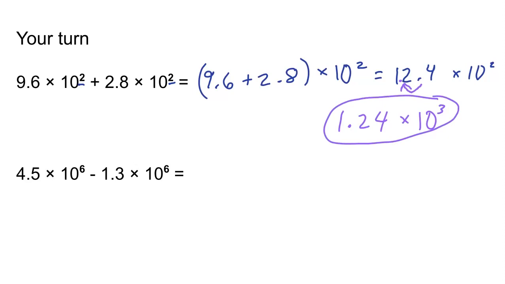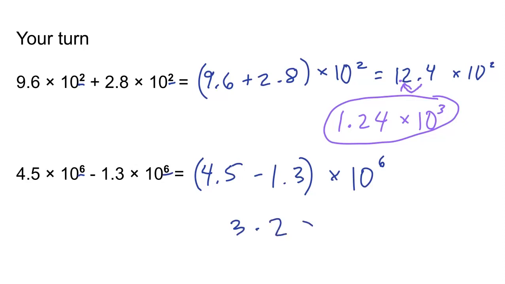Next you have 4.5 times 10 to the 6th power minus 1.3 times 10 to the 6th power. In this case, both numbers have the same exponent of 6. So go ahead and subtract the coefficients, which gives you 4.5 minus 1.3 times 10 to the 6th power. And 4.5 minus 1.3 equals 3.2 times 10 to the 6th power. And since 3.2 is greater than or equal to 1, but less than 10, this is your final answer.